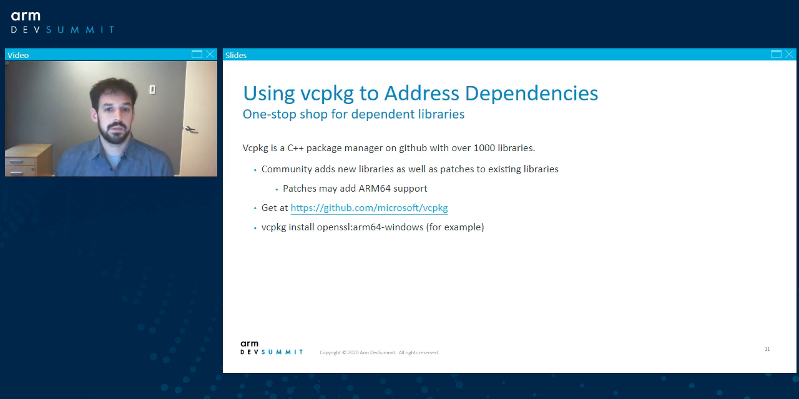And so you can get VC Package on GitHub, github.com, Microsoft VC Package. And then once you have it installed, you can install various dependencies just by running vcpkg install, the dependency name, and ARM64 Windows, for example.